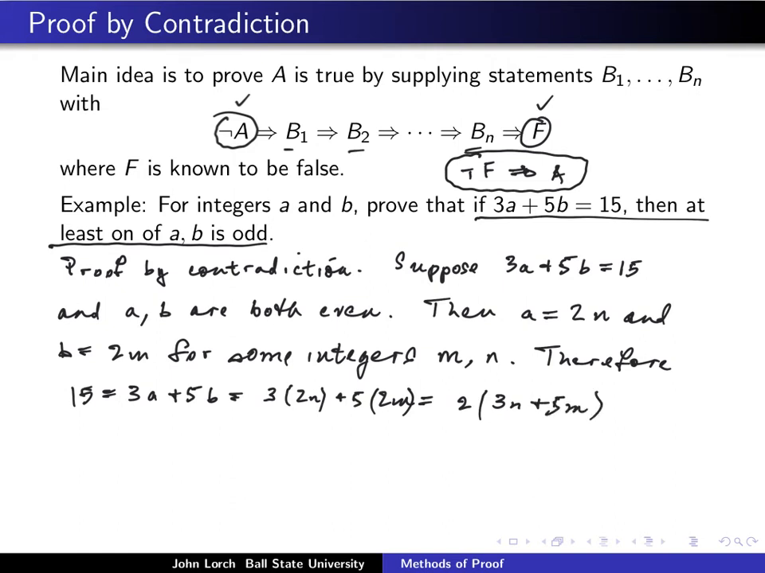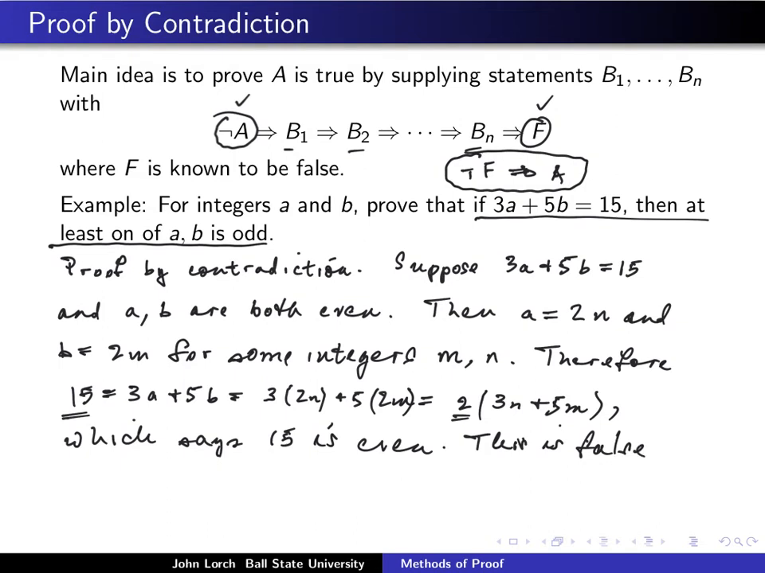So what do we see here? We see that 15 is a multiple of 2, and that's a false statement. Right? So that says that 15 is even. So this is false. We know that 15 is not even. So the original statement must be true.